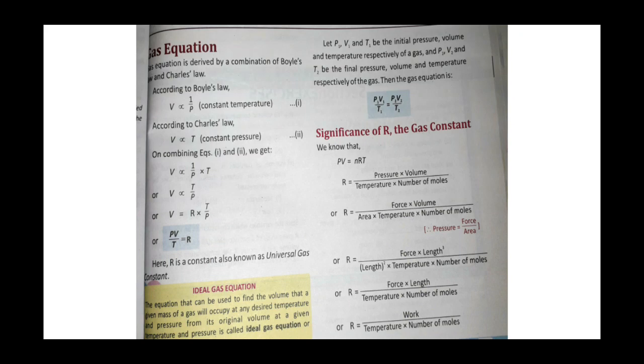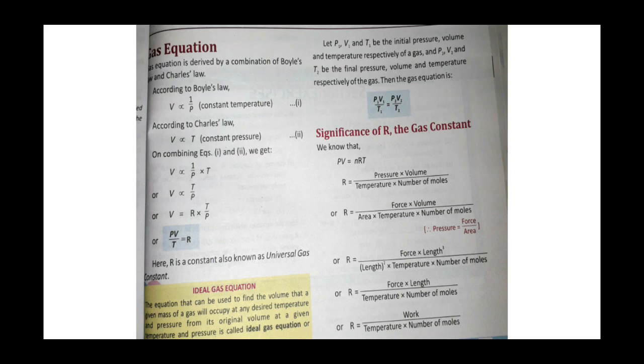Now the significance of R, the gas constant. I have given so many formulas on the basis of which you can find it out. PV = nRT, where if you want the value of R, then R = PV/(nT). This is the first relation. Or, since pressure is force upon area, you can write R = force times volume upon area times temperature times number of moles.